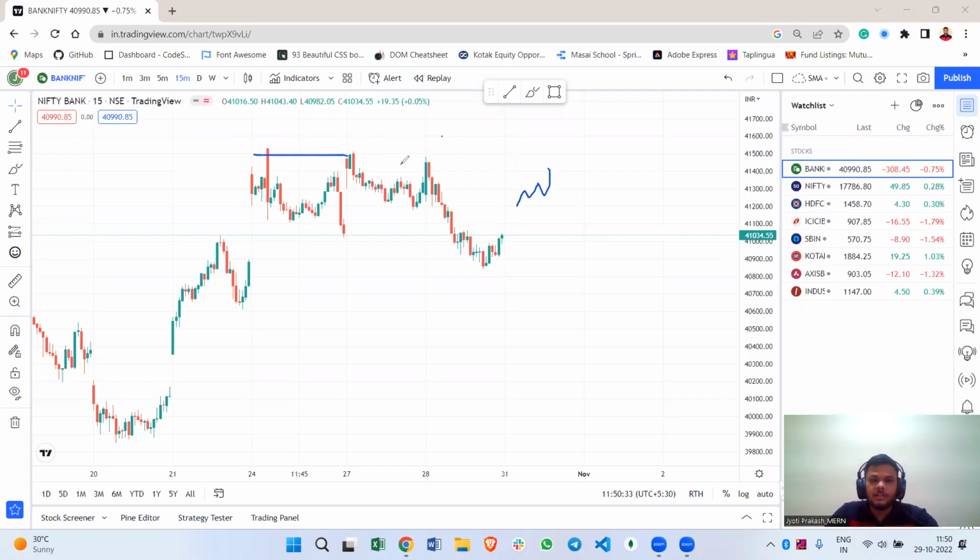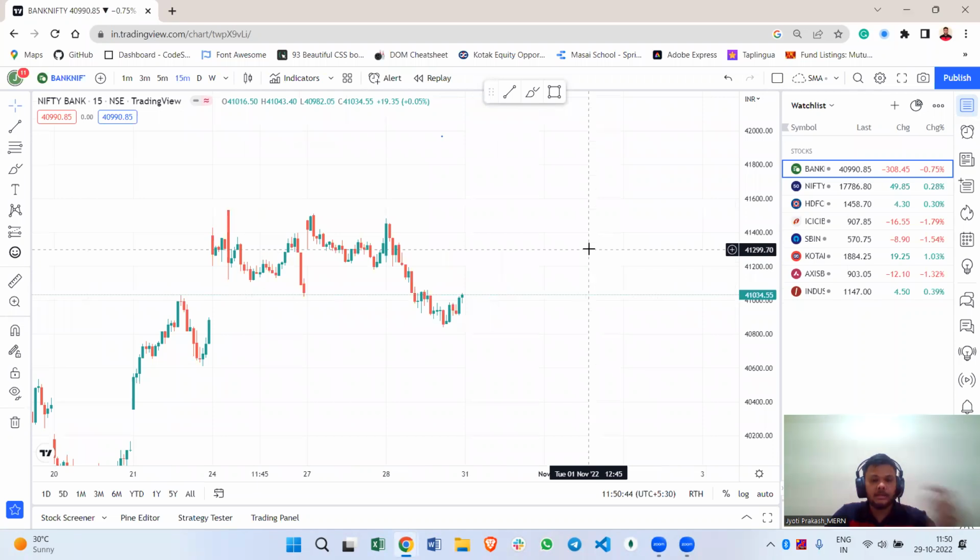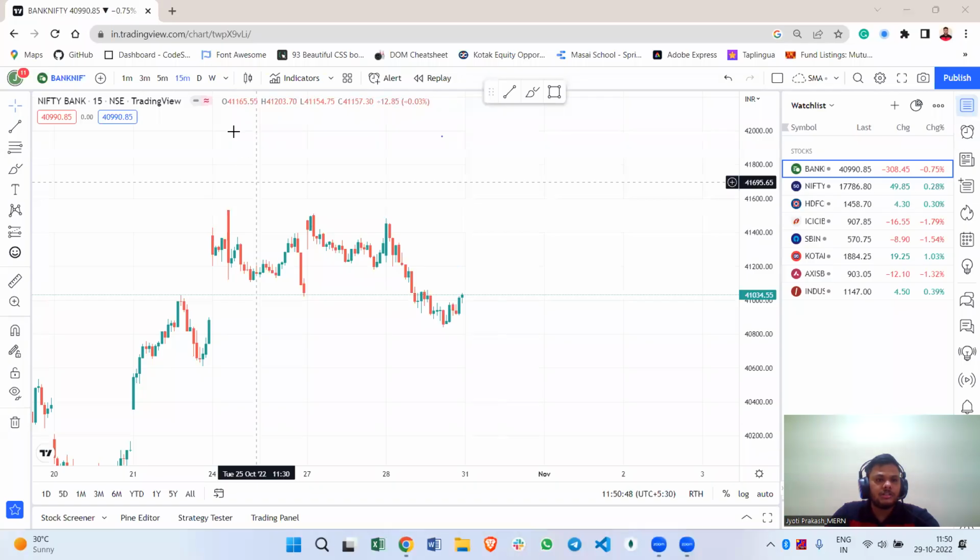And here you can see that a resistance trend line is also running. If it closes above that trend line, then we're going to set our target to 41,800 to 41,900, and we can expect a move up to 42,000 in this week. Okay, and that's it for Bank Nifty.